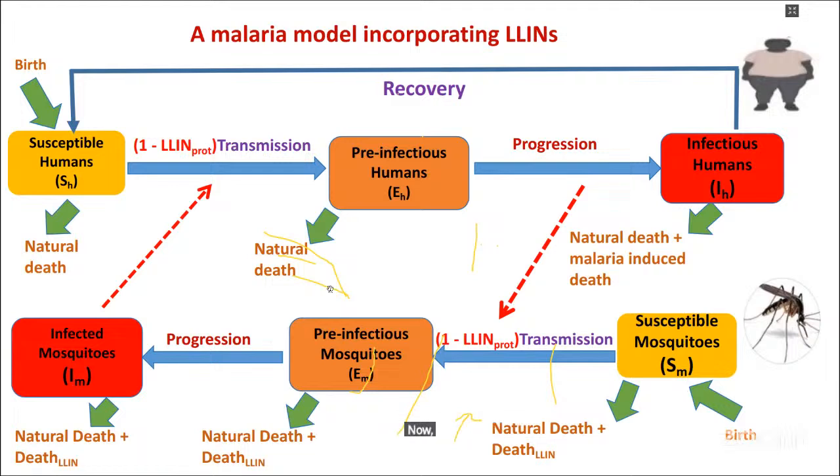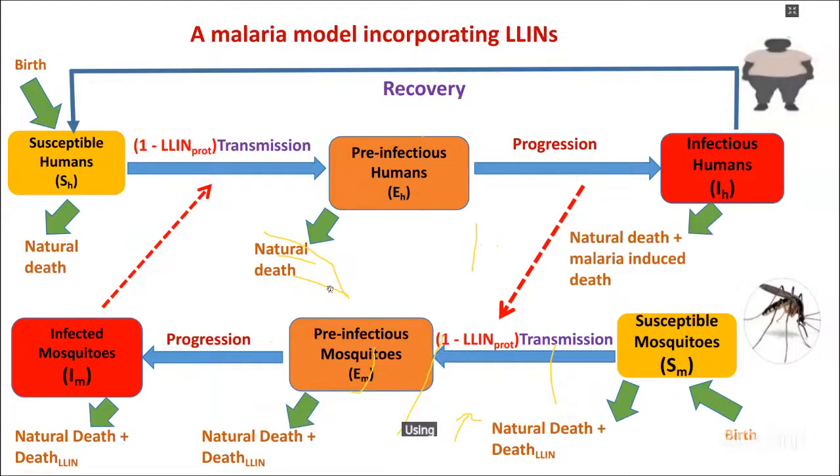Now, what if this is equal to 0? What happens? If L-line effectiveness equals 0, what does it mean? It means that the L-line gives no protection, and 1 minus 0 is what? 1 times transmission. That means the L-line is no good. There's no difference between somebody using the LLIN and somebody not using it.